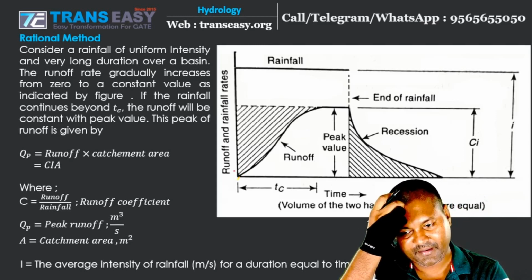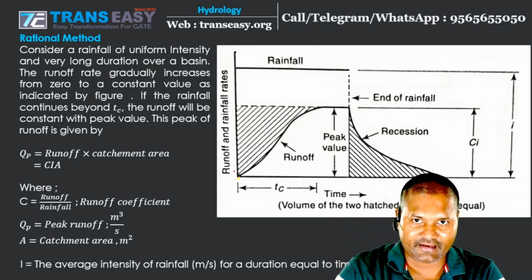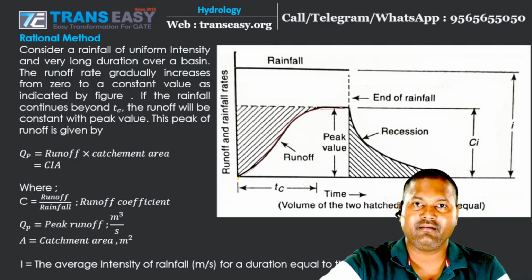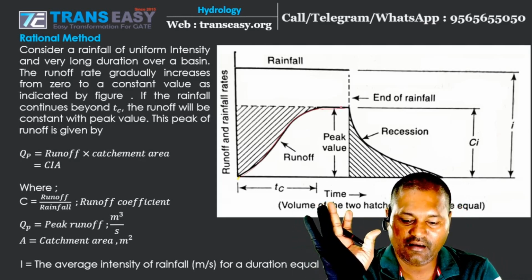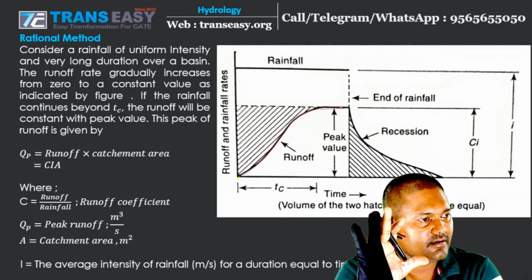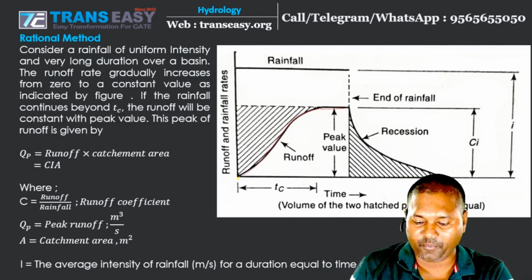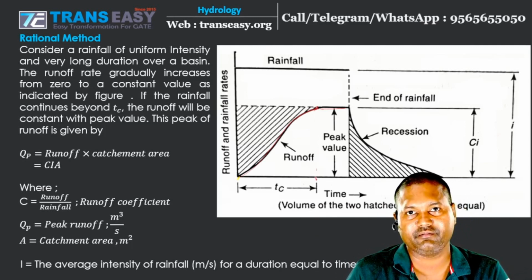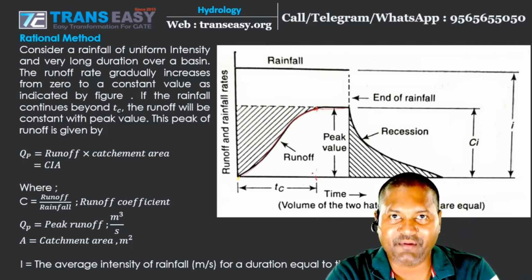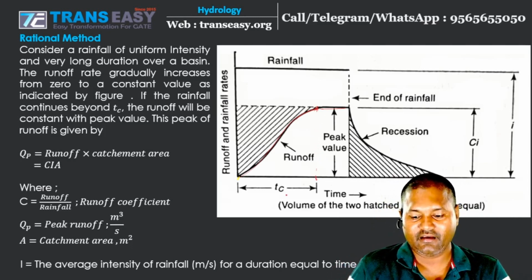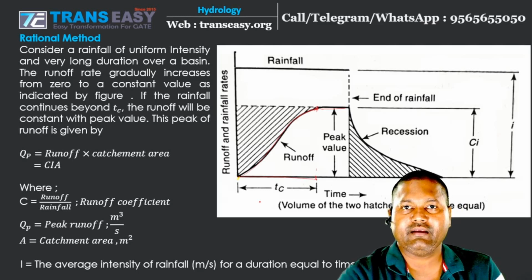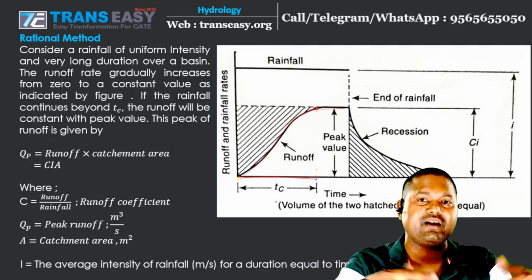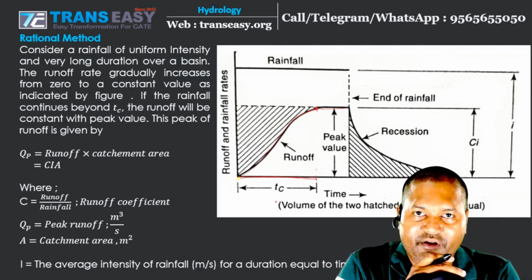So at the outlet of the catchment, the amount of runoff increases from 0 to some maximum value and this will remain constant till precipitation. Suppose the constant value of runoff is achieved at this time. Suppose this is the peak, and this peak takes place after the concentration time, where the entire catchment starts contributing to the stream at the outlet of the catchment.